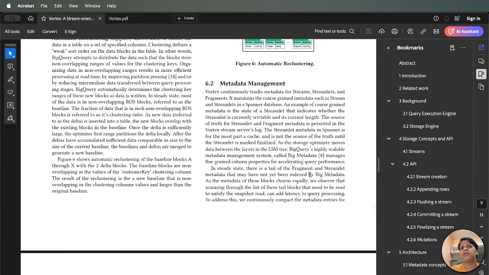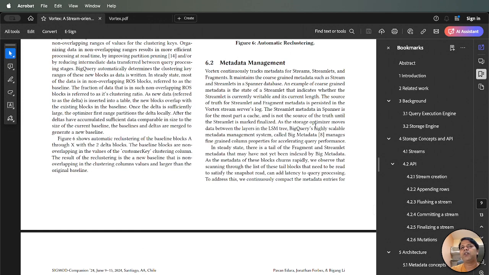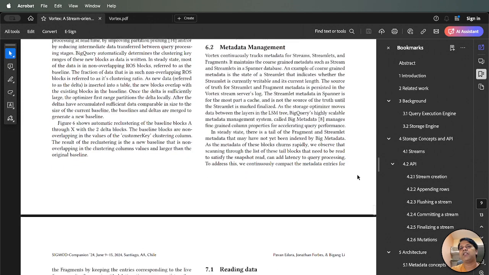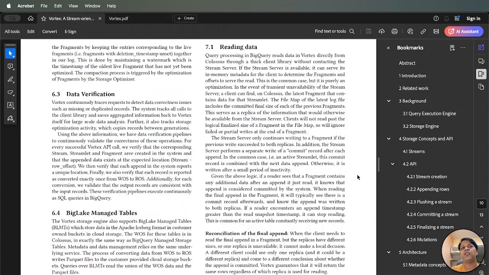Metadata management uses Big Metadata. Maybe someday we will again look at the Big Metadata part, but mostly, the scalable Big Metadata uses Spanner behind the scenes to handle all of the data.